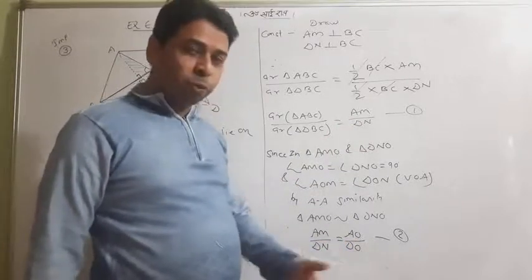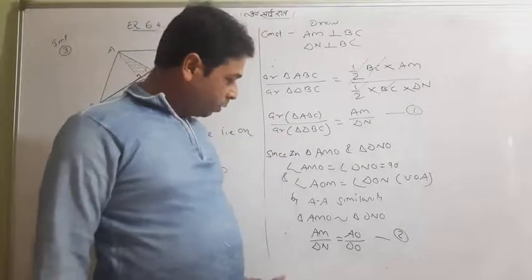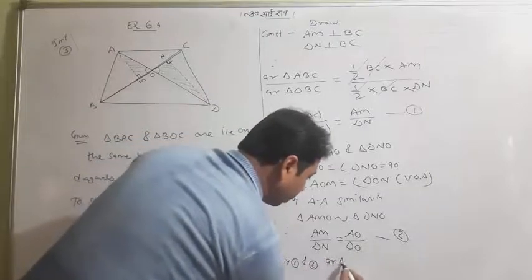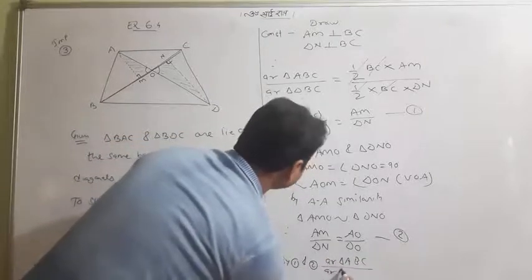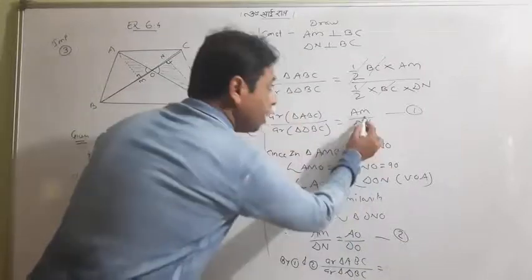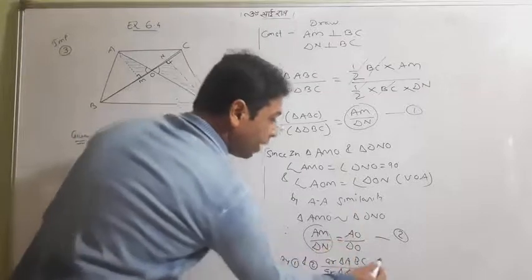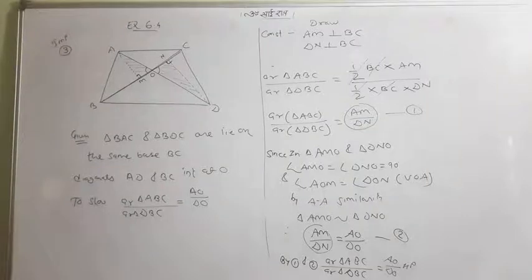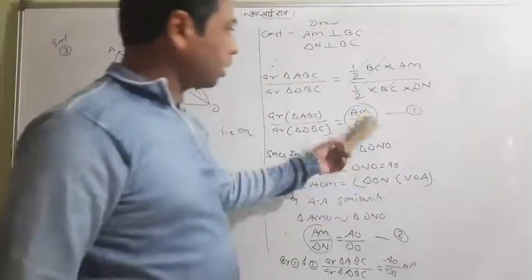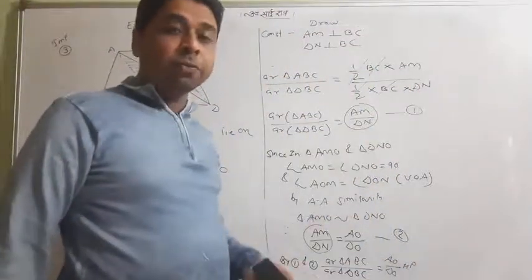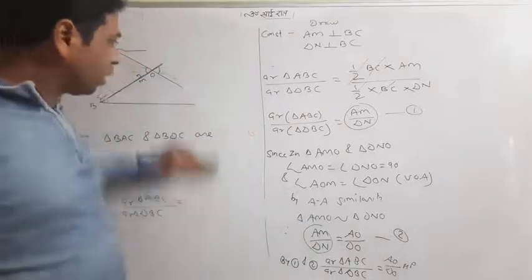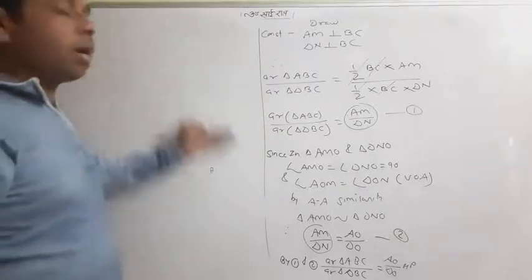So by 1 and 2, what will you write? Area of triangle ABC upon area of triangle DBC will be, instead of AM upon DN, I will write AO upon DO. Hence proved. So I hope you have got what I wanted to tell you, how we have got this theorem, which is based on the previous exercise, the very first or second exercise of similarity. If it is given in the exercise, we have solved it in an easy manner.